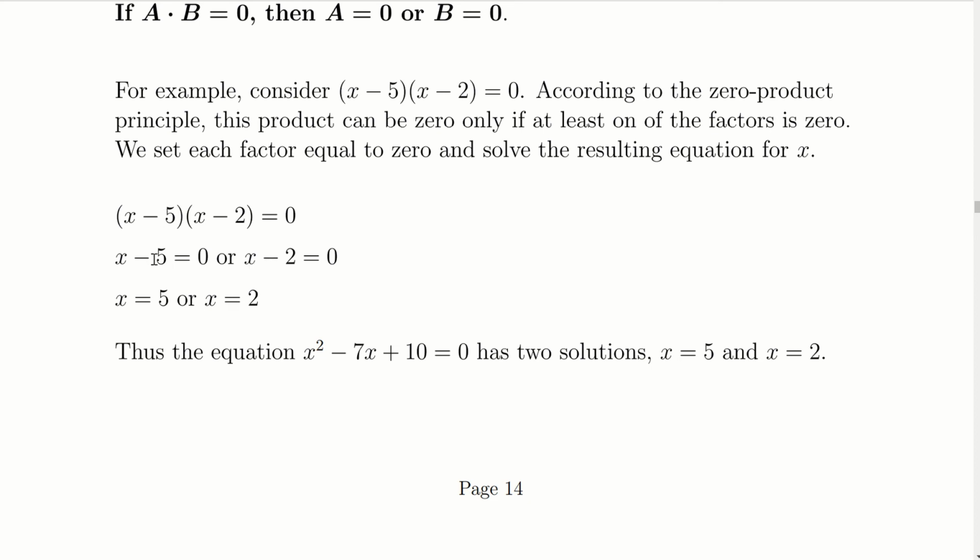This means that either the x minus 5 factor equals 0 or the x minus 2 factor equals 0. And now each one of these is just a basic linear equation where we can go ahead and solve for x. To solve this one for x, you just add 5 to both sides, and we see that one solution is x equals 5. And for this one, we simply add 2 to both sides, and we get the solution x equals positive 2.